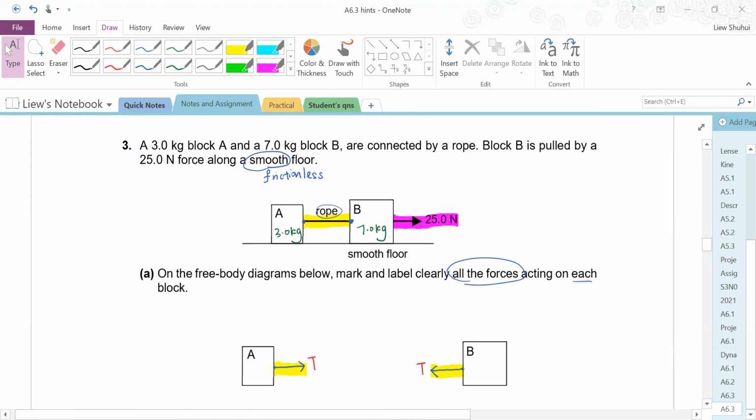Please remember when we are talking about all the forces, that will include forces in the horizontal as well as forces in the vertical direction. So do also draw in the weights of the objects as well as the normal contact force by the floor on the object.